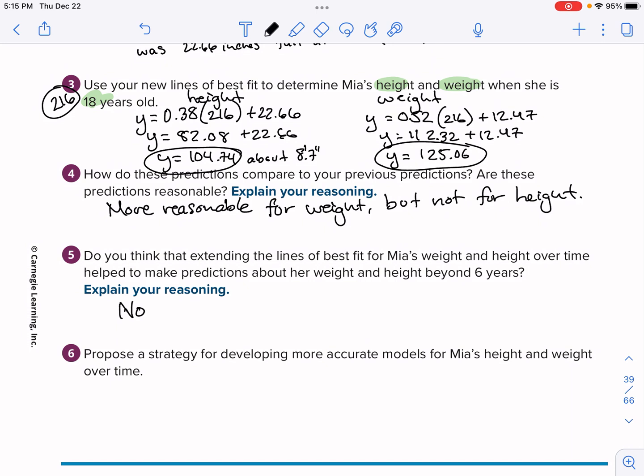Number 6, propose a strategy for developing a more accurate model for Mia's height and weight over time. We're just going to say collect more data values beyond, I think the max we had was 5.5 years, so beyond 5.5 years. Right, we'll redraw the line, we'll determine a new equation.